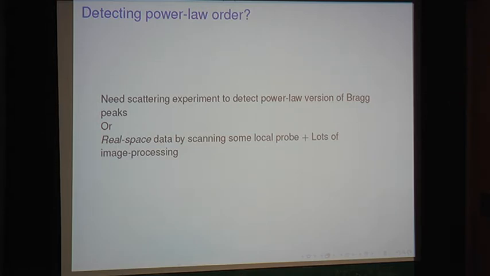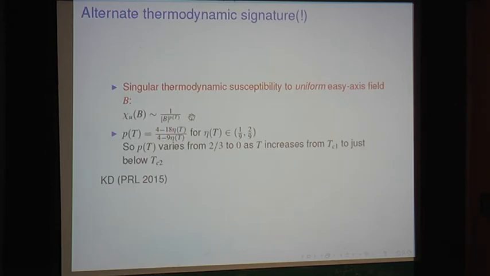You either got to do some real space imaging like people do in these vortex lattice systems and then do a lot of signal processing to then say it's power law ordered, or you got to do a scattering experiment, neutron scattering, something like that, and detect power law versions of Bragg peaks, which is subtle business, right? So the question is, is there some other way, at least in this specific example, where I could just make a thermodynamic measurement, just some easy measurement in the lab and say, yes, this is a clear signature of 2-step melting? And that's the first result that I wanted to tell you about.